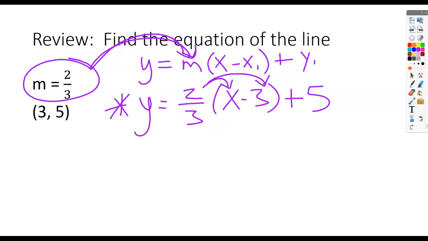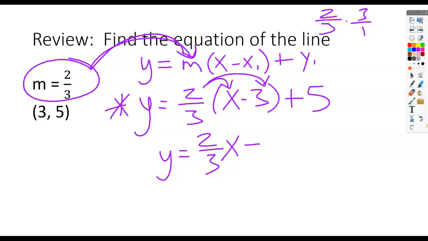So the first thing we're going to do is distribute that 2/3 in. Now, 2/3 times 3. How do you do that? 2/3 times 3. We'll put that 3 over 1. In this case, the 3's cancel. You're left with 2 over 1, which is 2. That worked out nicely. Unfortunately, sometimes you might end up with fractions there. That can happen.